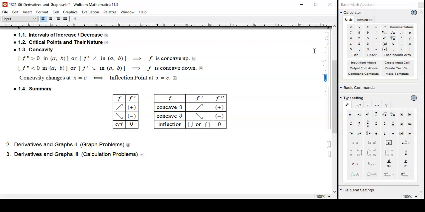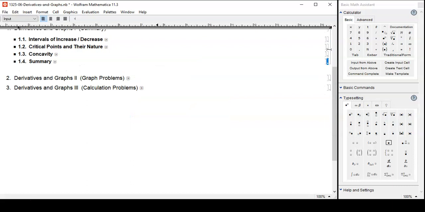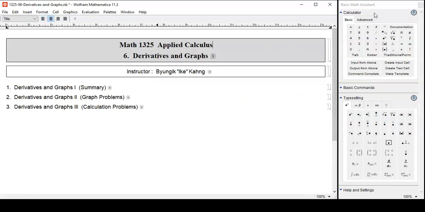Okay, I'll try to solidify your understanding through graph problems in section 2. For now, let's stop here.